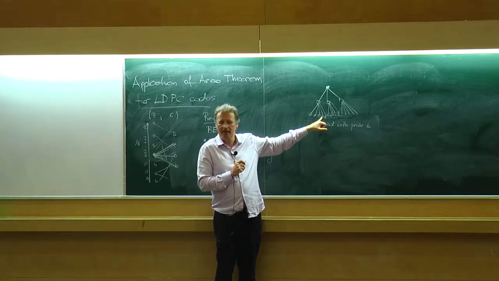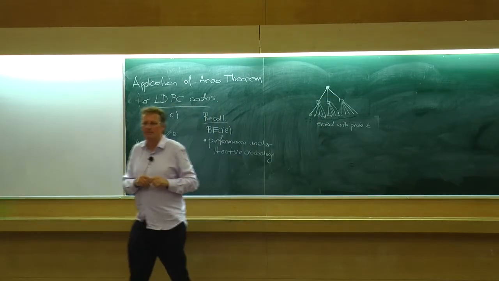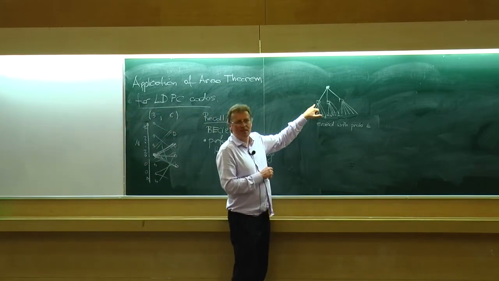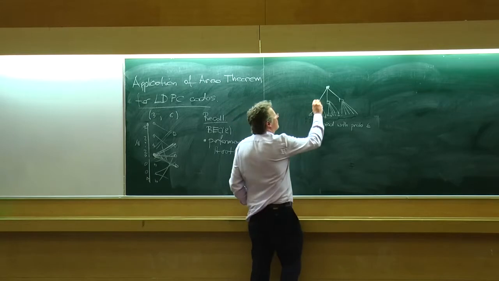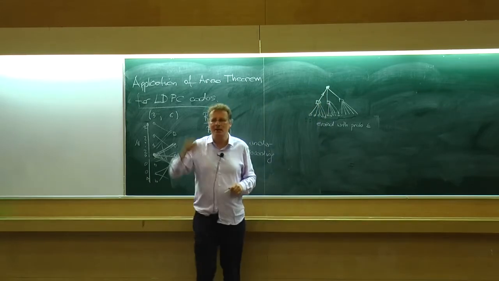Make sense? So what is the probability that this thing here is erased? Right? So here, the probability is epsilon. So the check node, what is the probability that this is an erasure? When is it an erasure?